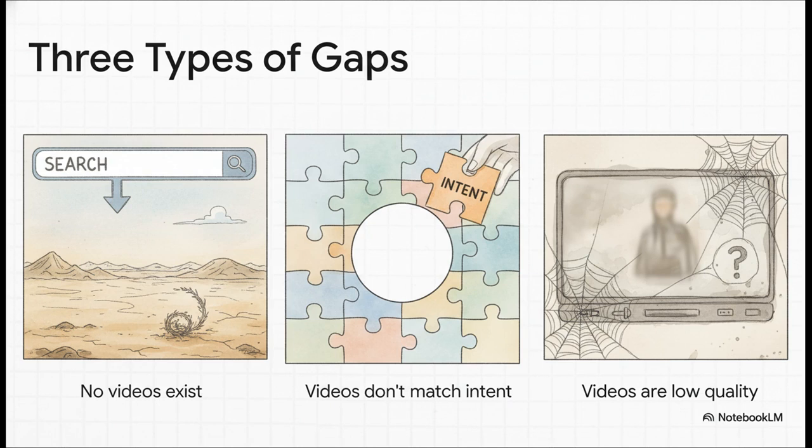And these gaps pop up for a few key reasons, right? Sometimes there are literally no videos at all for a search term. Other times, the videos that do exist just miss the point of what the person was actually asking. And probably the most common reason? The videos are just not very good. You know, they're outdated, they're confusing, or just poorly made.